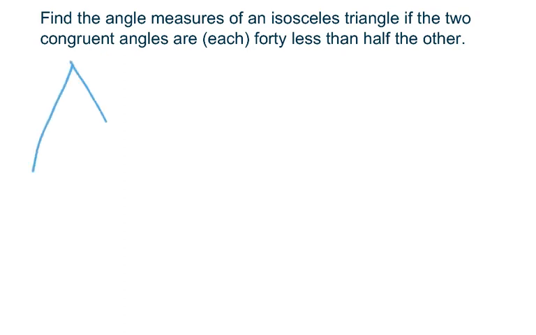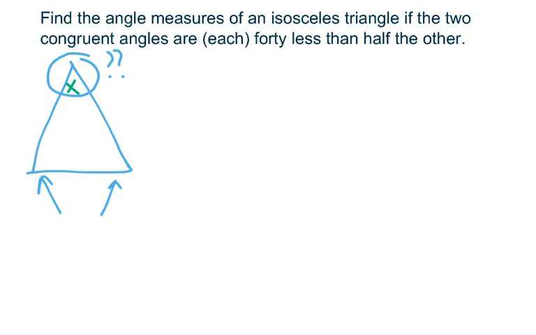Okay, so I'm going to draw an isosceles triangle. Again, it might not look like this in reality, but I just need some sort of visual image to wrap my mind around this. So let's see here. The two congruent angles, that's going to be these two angles right here, are each 40 less than half the other. So what I'm getting from that is I don't know anything about this angle right here. So that means that this angle has to be X.